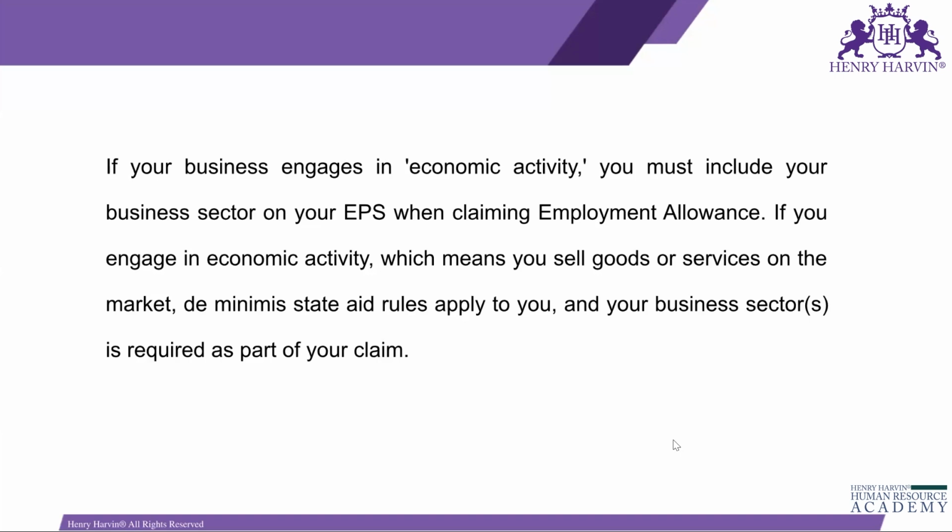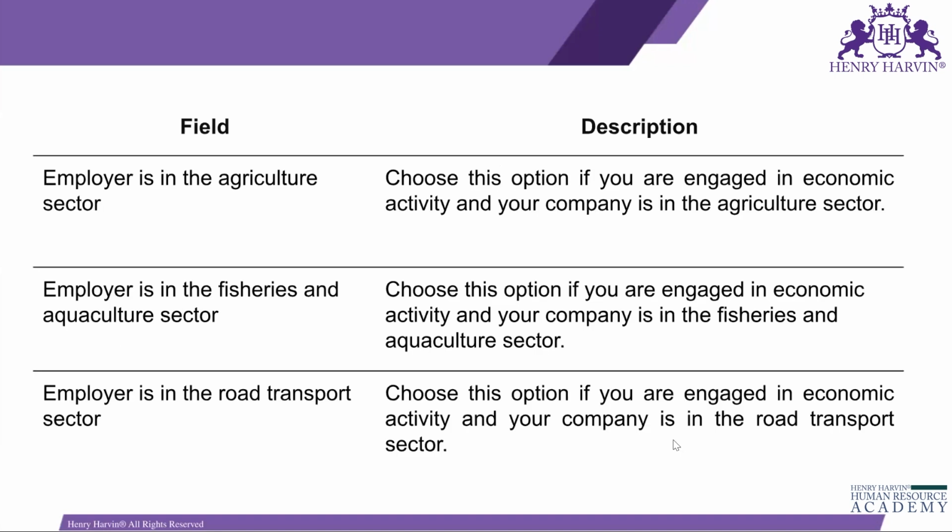Then you can claim employment allowance, and de minimis state aid rules apply. These are rules where employers get some kind of benefits from government due to their business. That has nothing to do with payroll; this is just for information. Let's see what kind of business sectors there are. These are the business sectors where you have options to fill in on the EPS. If the employer is in the agriculture sector, you can take this option. Choose it if you are engaged in economic activity and your company is in the agriculture sector.